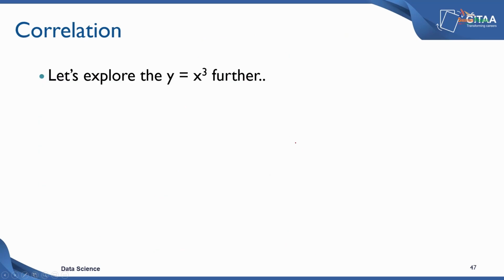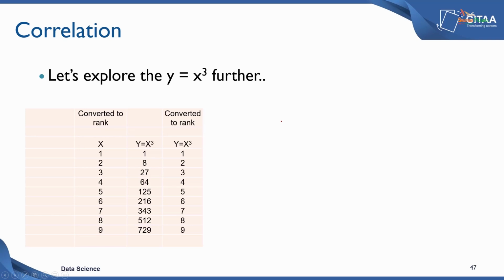So let's explore the y is equal to x cube further to understand what we can do with it. Supposing we had converted the data into ranks. Again I have the same data: the x value is 1 to 9 and the y is x cube, which is 1 to 729. When you convert this into ranks, x is converted into ranks 1 to 9, and y is also converted into 1 to 9.